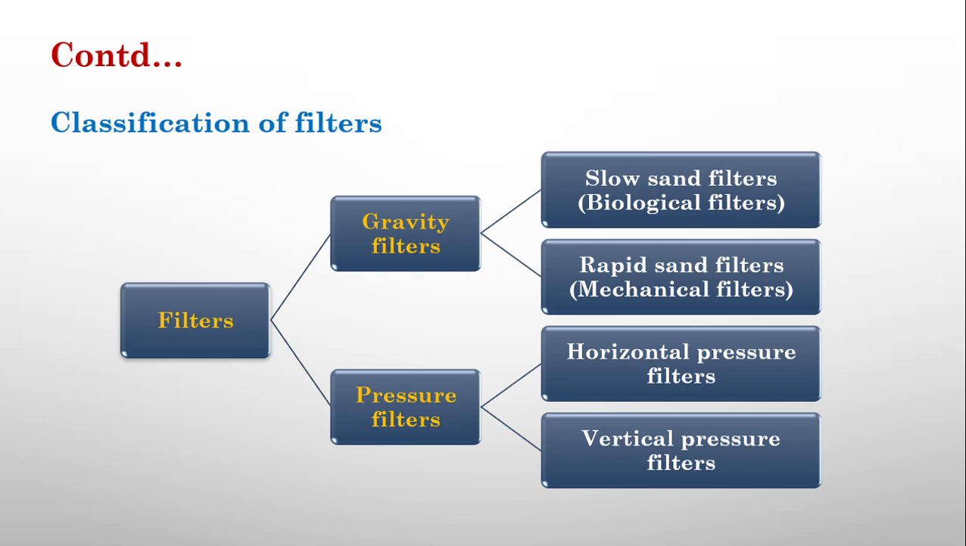Now we'll move on to the different filters. There are mainly two types of filters. One is the gravity filter. Gravity filter means movement of water by means of gravitational force only. Pressure filter means we are applying some pressure in some areas of the filter. Okay, that is the thing. Gravity filters are of two types: slow sand and rapid sand filters. Slow sand is otherwise known as biological, and rapid sand is otherwise known as mechanical. Pressure filters are again of two types: horizontal and vertical. We'll see each of them.